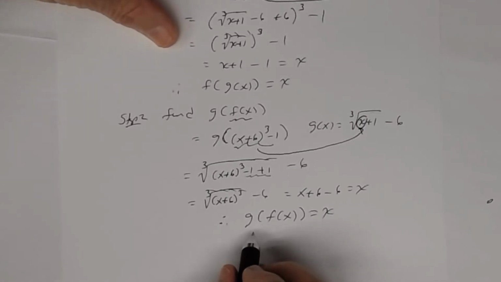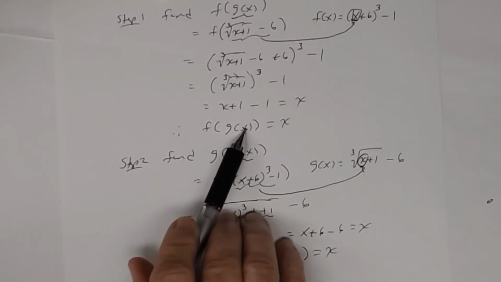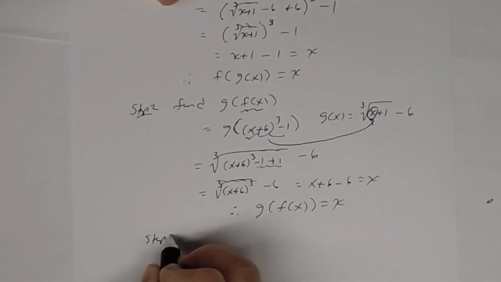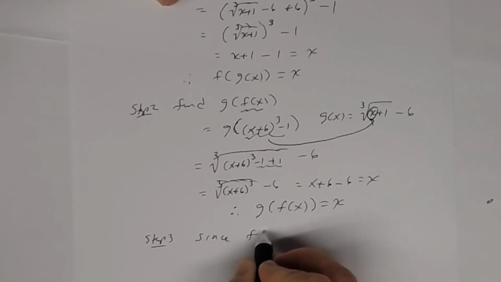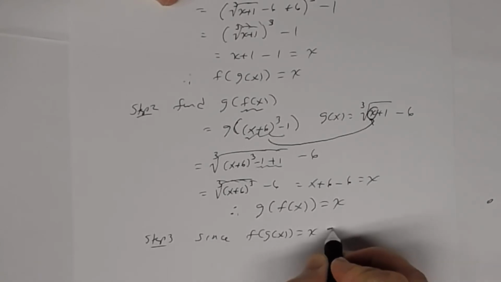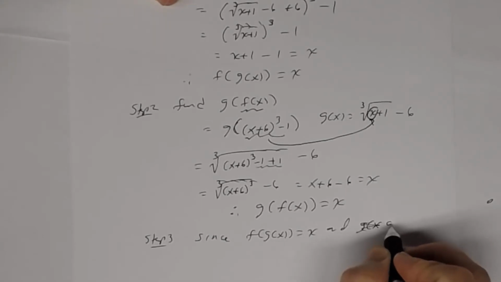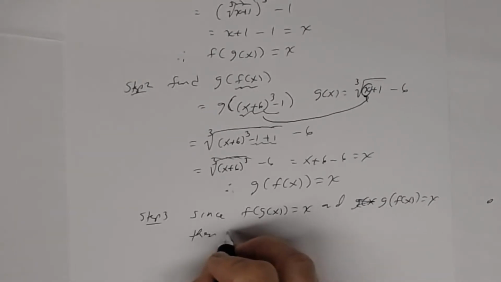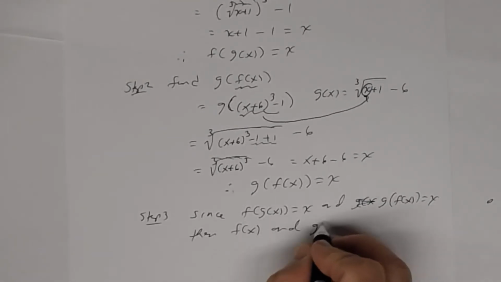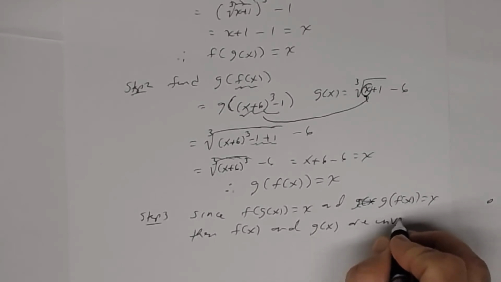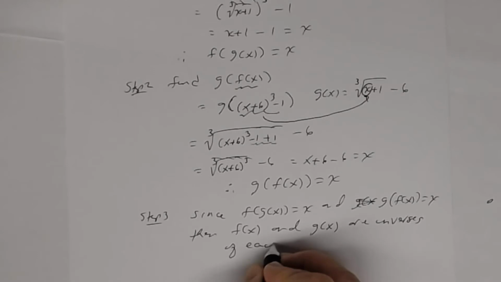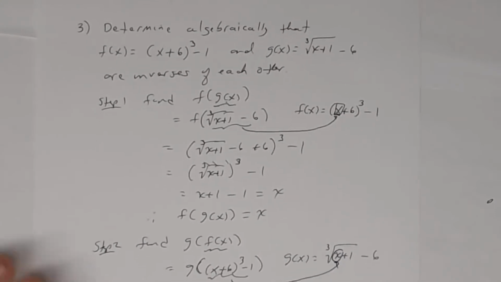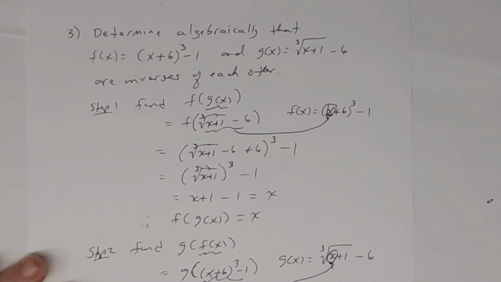All right. So since f of g of x is equal to x, and g of f of x is also equal to x, so step 3, then f of x and g of x are inverses of each other. Okay? All right, so that was number 3. It is not difficult at all. It's just the same process over and over again.